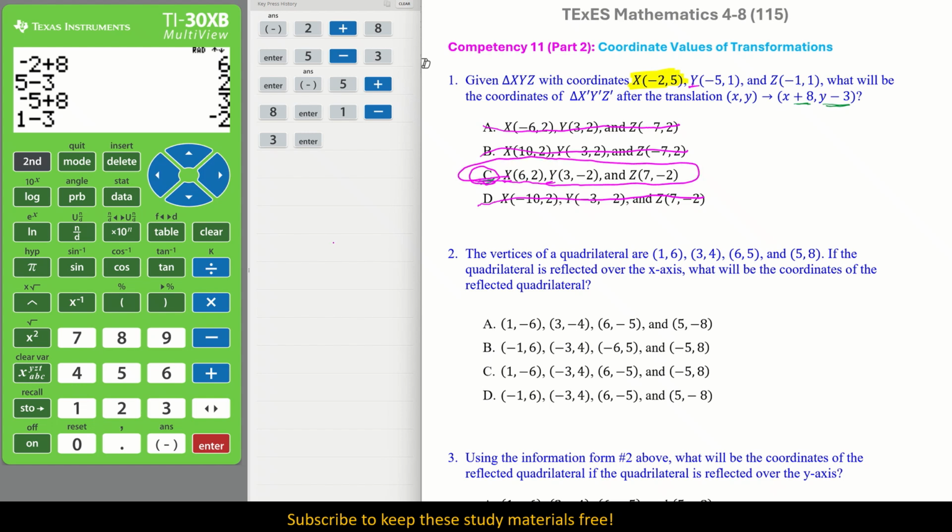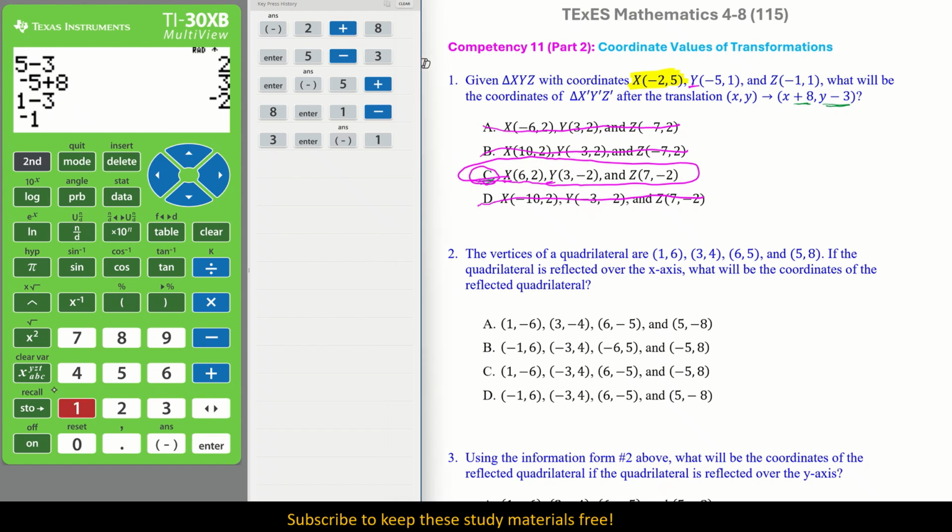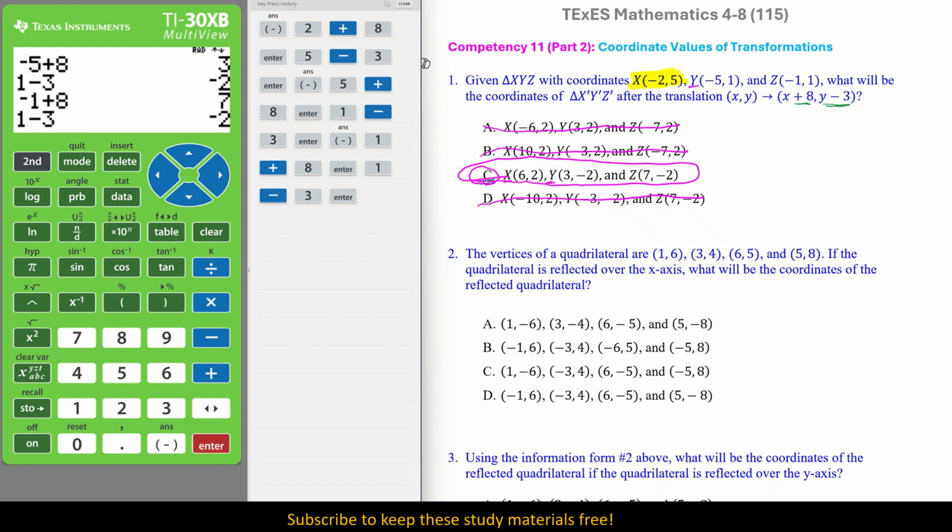But let's do Z just for safety's sake, okay? -1, and then plus the 8. And that gives us 7. Yes, absolutely. That is correct. So then we have 1, and we subtract the 3. And of course, that gives us -2. So C is verified. It doesn't hurt to quickly pump the numbers in and check them, okay?